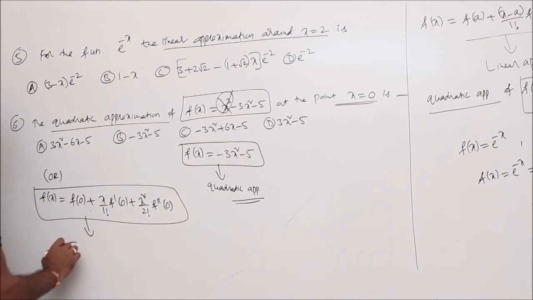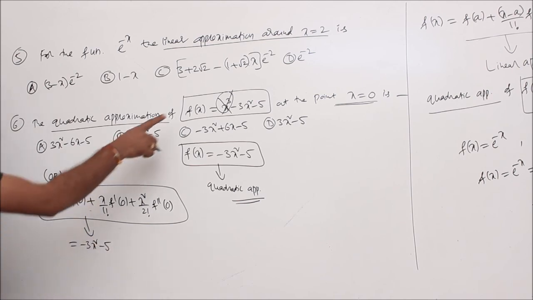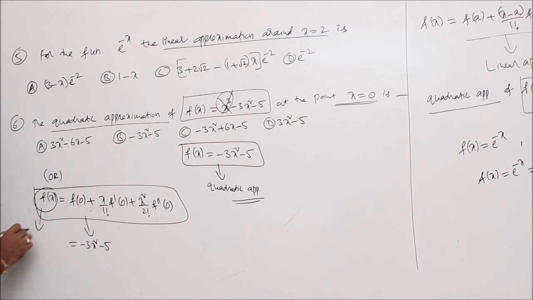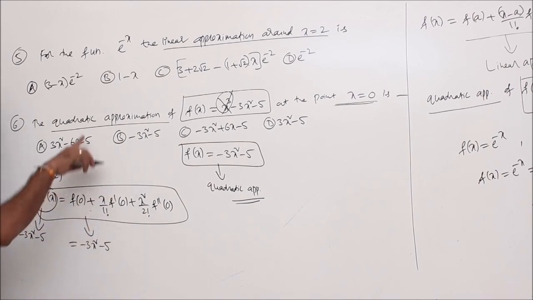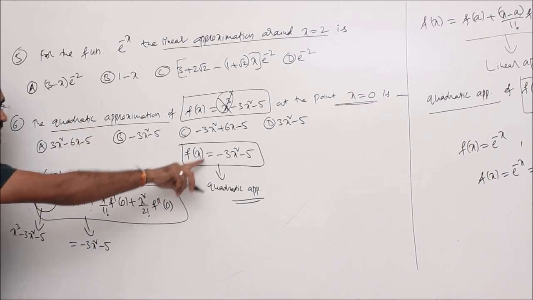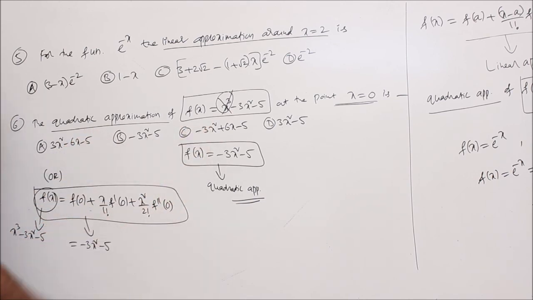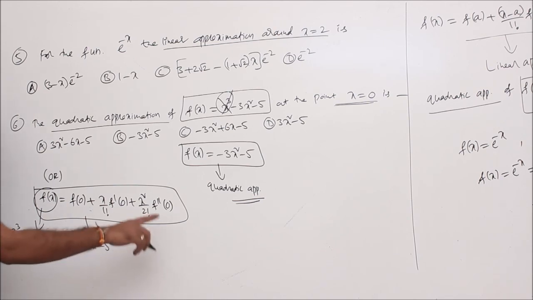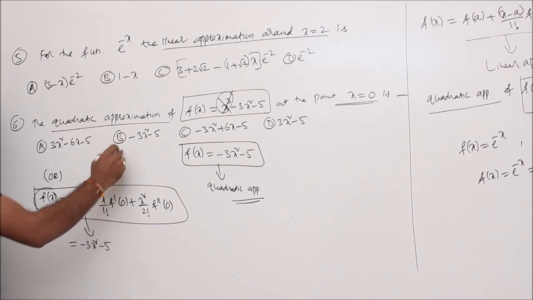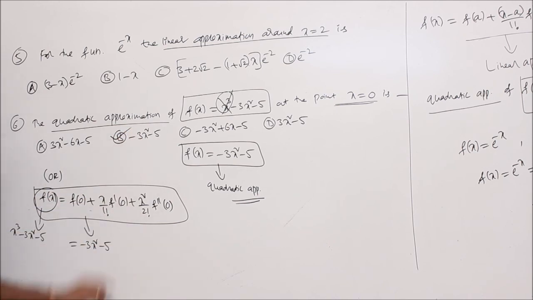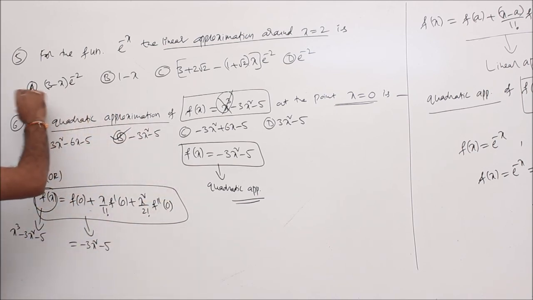Here we get minus 3x square minus 5. The given function f of x is x cube minus 3x square minus 5. So whenever the given function is already in expanded form, to get the approximation we can do it directly like this, no need to go for the formula. So the answer for this question is minus 3x square minus 5, that is option B is correct. For the first question, the answer is option A, 3 minus x into e power minus 2.